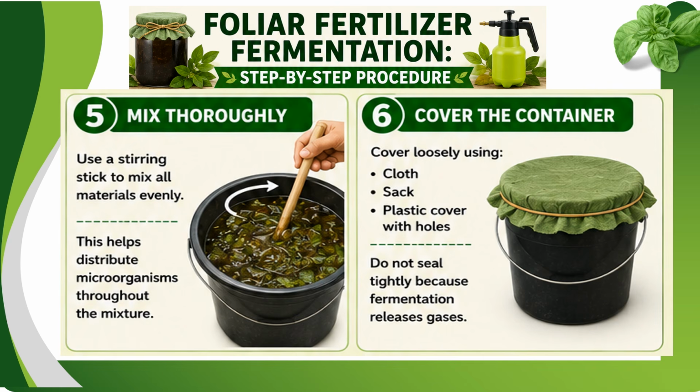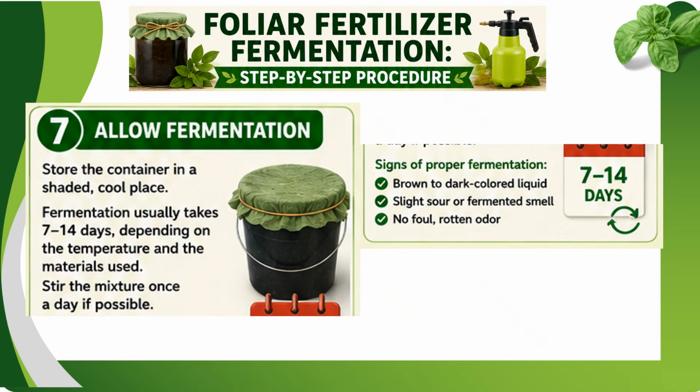6. Cover loosely using cloth, sack, or plastic cover with holes. Do not seal tightly because fermentation releases gases. 7. Allow fermentation. Store the container in a shaded, cool place. Fermentation usually takes 7 to 14 days, depending on the temperature and the material used. Stir the mixture once a day if possible. Signs of proper fermentation are brown to dark colored liquid, slight sour or fermented smell, no foul, rotten odor.